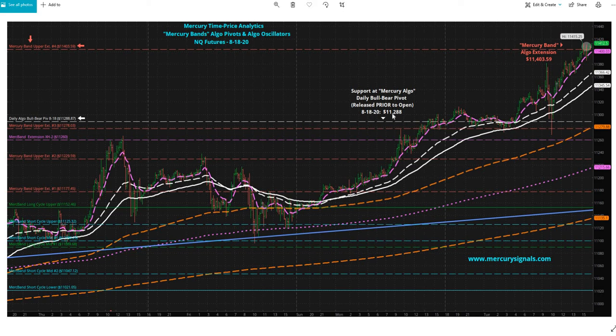So here you have the daily bull bear pivot for NQ, 11,288. You think that was a good trade? And by the way, it found support right there at our Saturn GT40 algo.